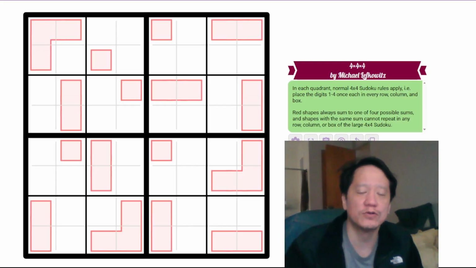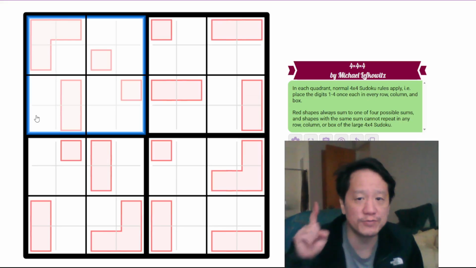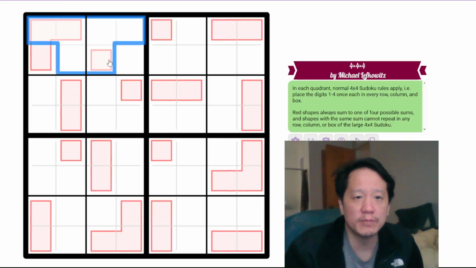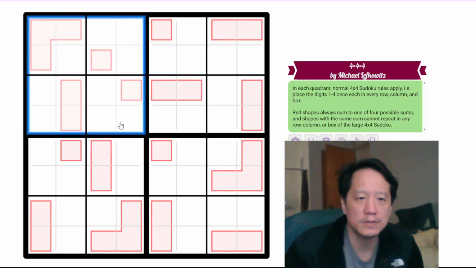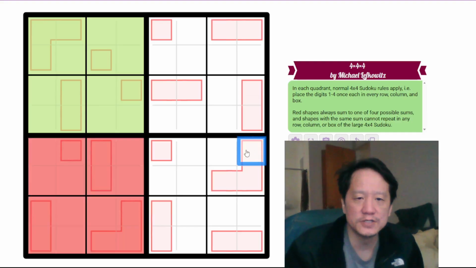And here are the rules. In each quadrant, normal 4 by 4 Sudoku rules apply. That is, place the digits 1 through 4 once each in every row, column, and box. So that's for each quadrant. And this is a quadrant here. This is a different quadrant here. This is another quadrant here.